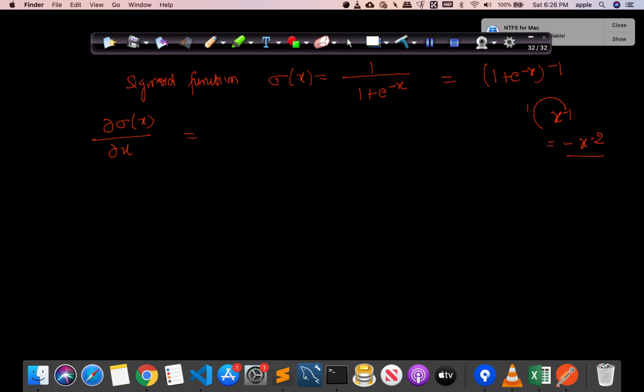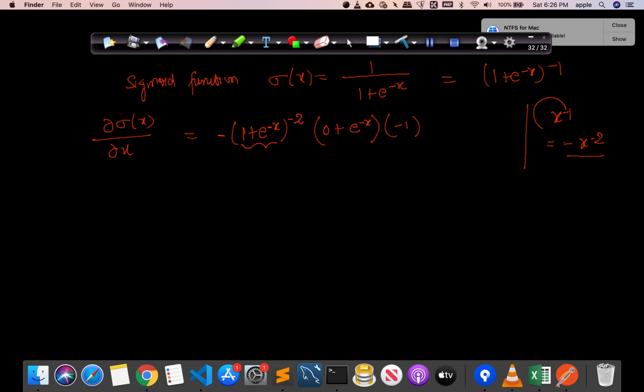Using this, we will write it like this: minus 1 plus e to the power minus x, and the power will become minus 2, and we also differentiate the term inside. Differentiating 1 with respect to x will become 0 because it is a constant, and the differentiation of e to the power minus x is e to the power minus x itself, and then we have to differentiate minus x also. Minus x when differentiated with respect to x gives a value of minus 1. Is this clear?